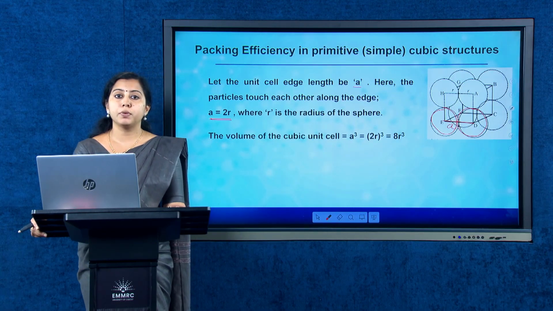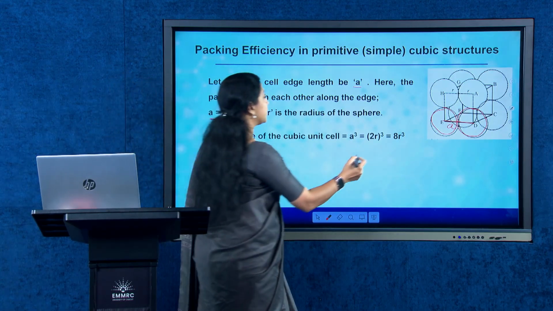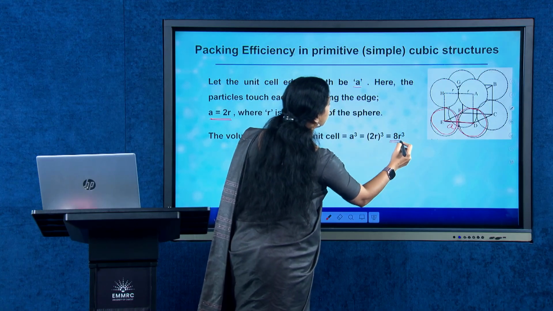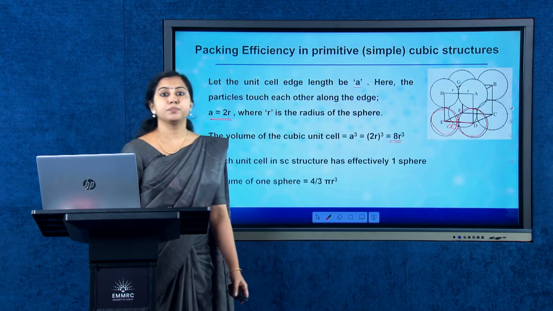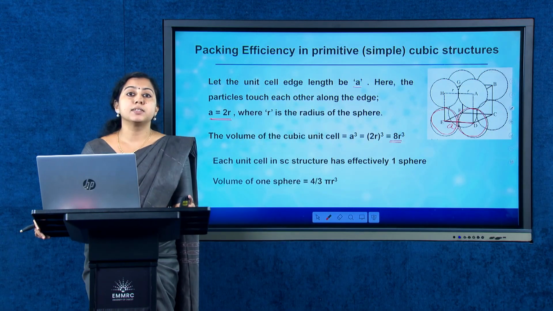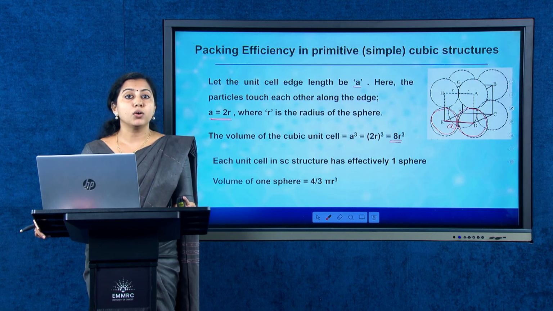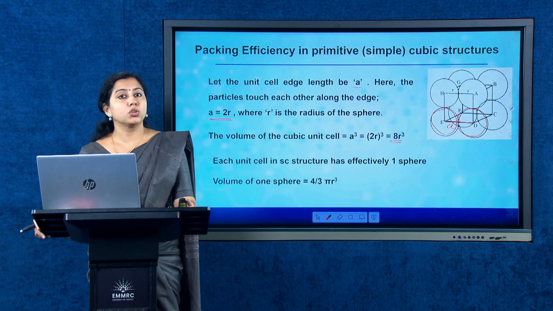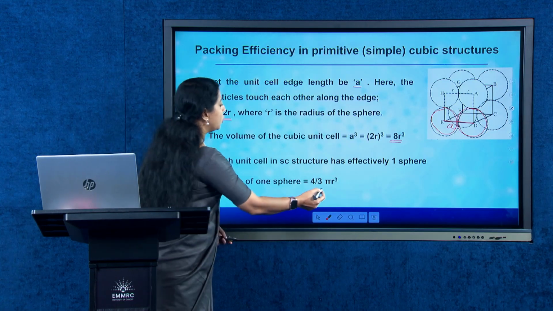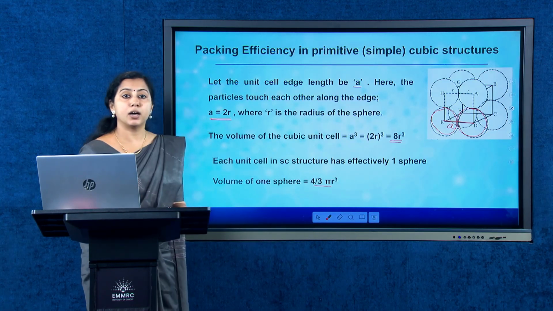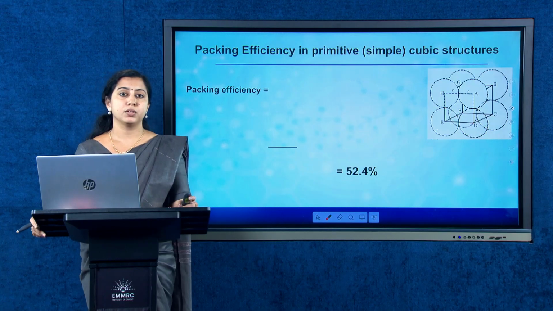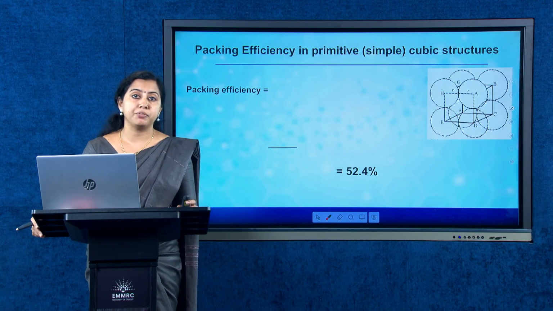The volume of the cubic unit cell is A cube. So, that is 2R the whole cube, which is equal to 8R cube. We know that in a simple cubic structure, each unit cell has effectively one sphere. So, the volume of one sphere is equal to 4 by 3 pi r cube. Now, what will be the packing efficiency?